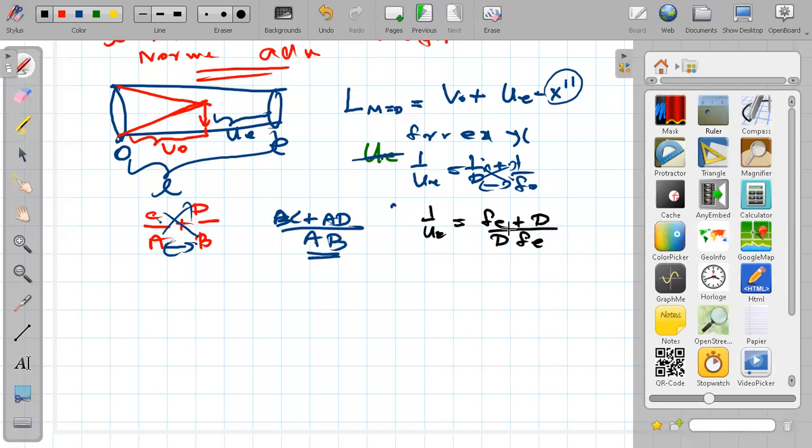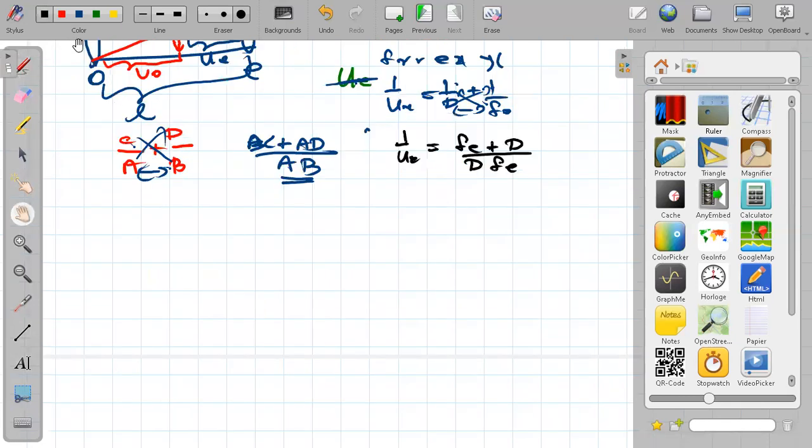This is about 1 over UE yet. I don't need 1 over UE. I need UE. What is UE? UE is D over DFE over D plus FE.